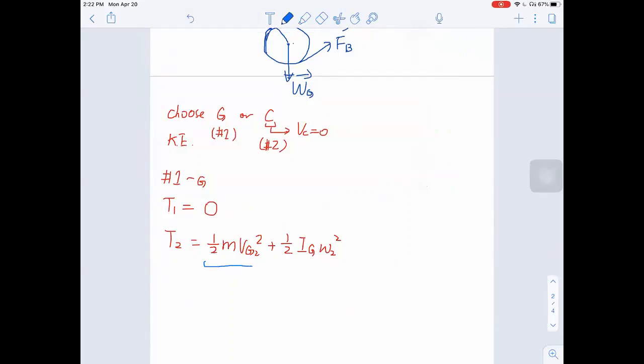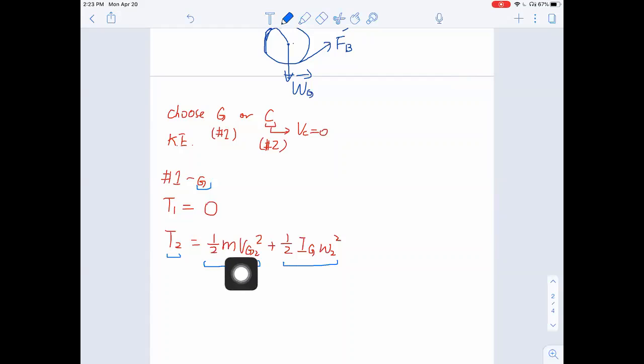If you just look at the first term here, 1/2 m Vg square, that's similar. That's exactly the same thing we did in chapter 4 for the particle work energy equation. And in chapter 5, when we have the rigid body work energy equation, this is the extra term you need to add when you're looking at point G for kinetic energy. Okay. And since Ig, let's look at here.